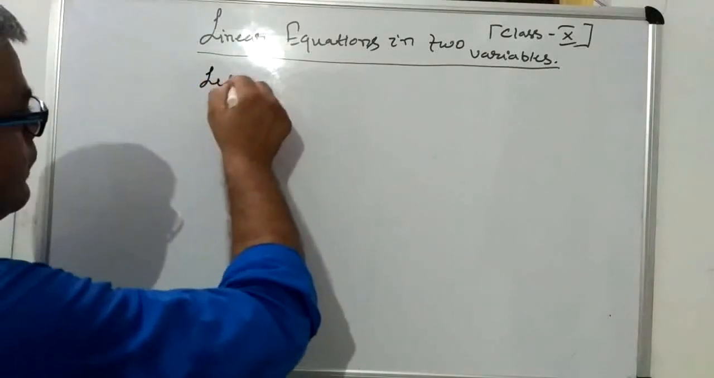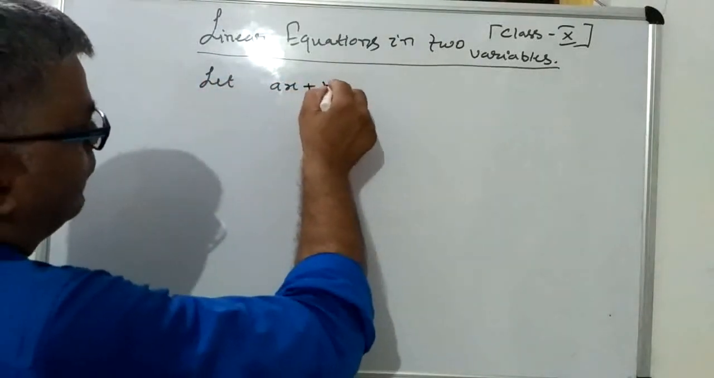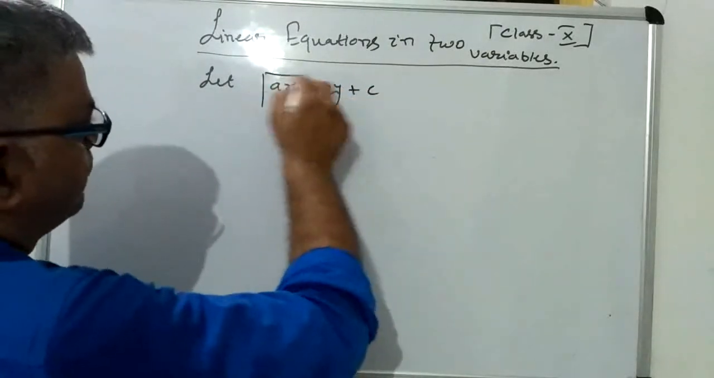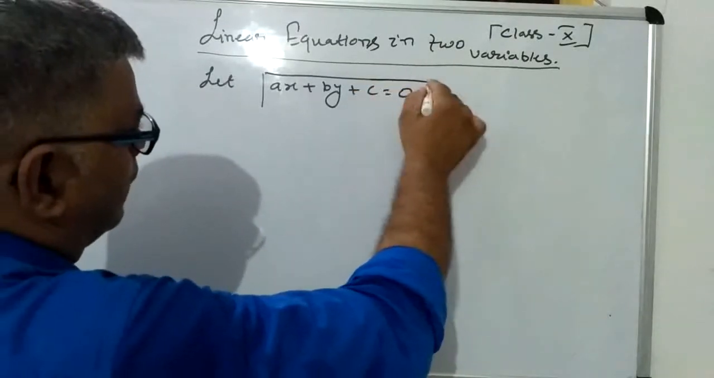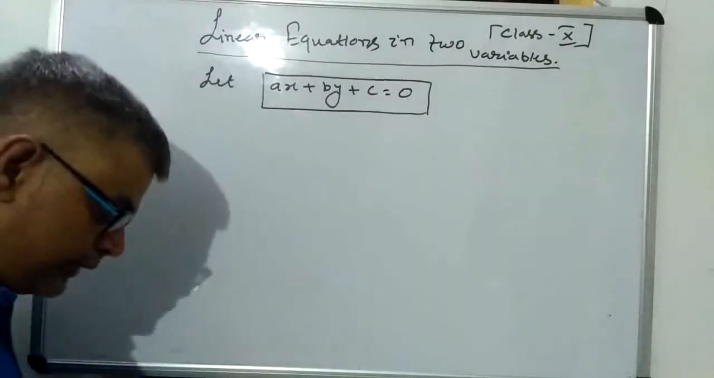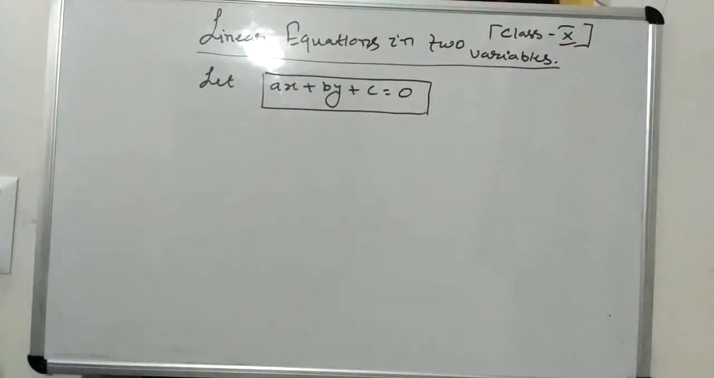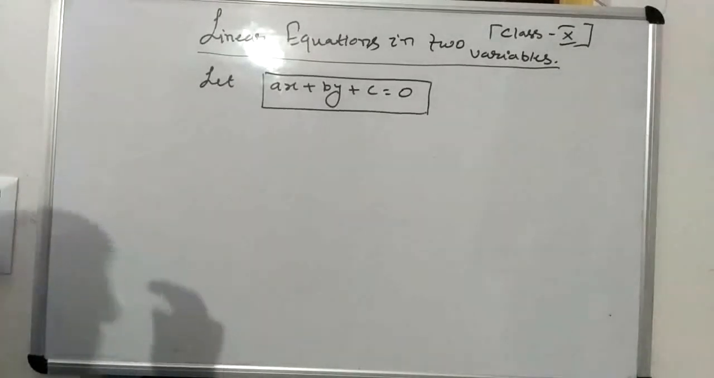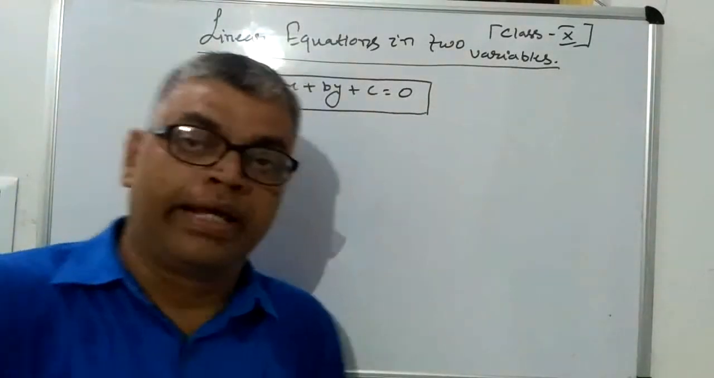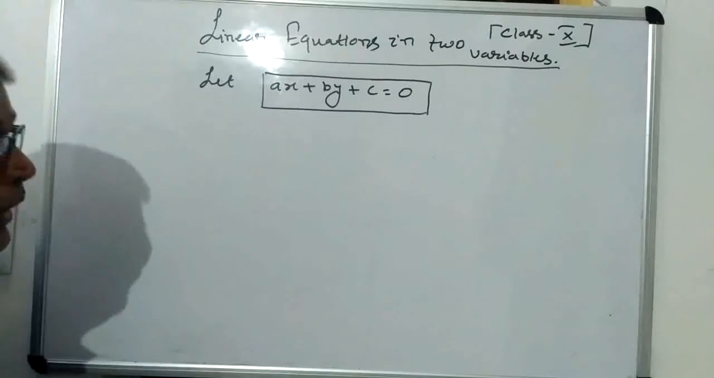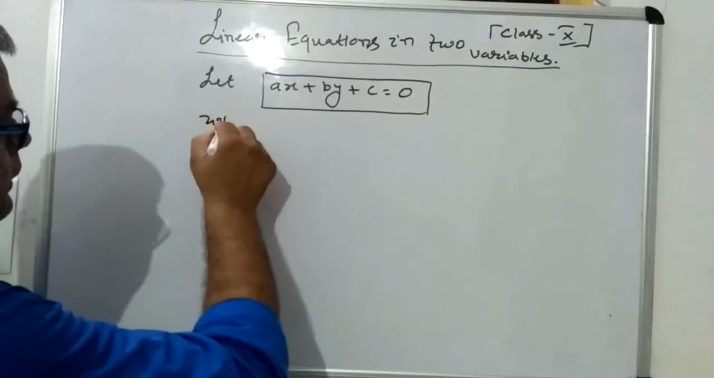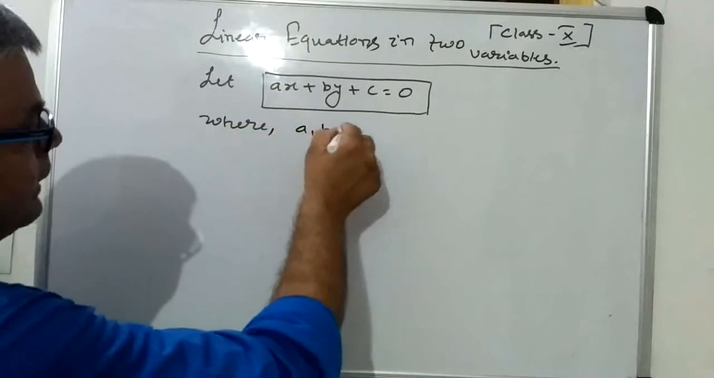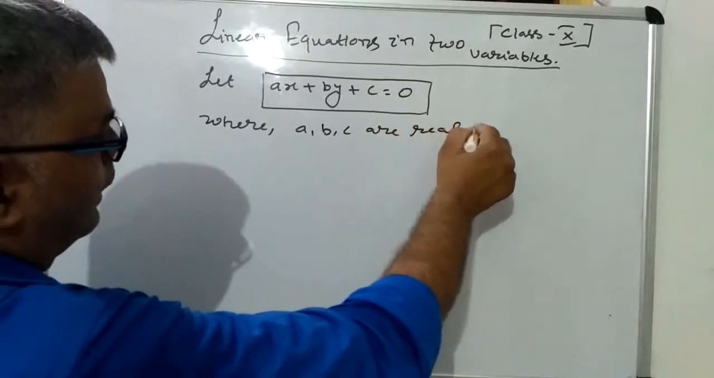Let ax plus by plus c equals to 0. This is the standard form of linear equation of two variable, because as you can see, there are two variables x and y in this equation. x and y are variables, and a, b and c are real numbers.